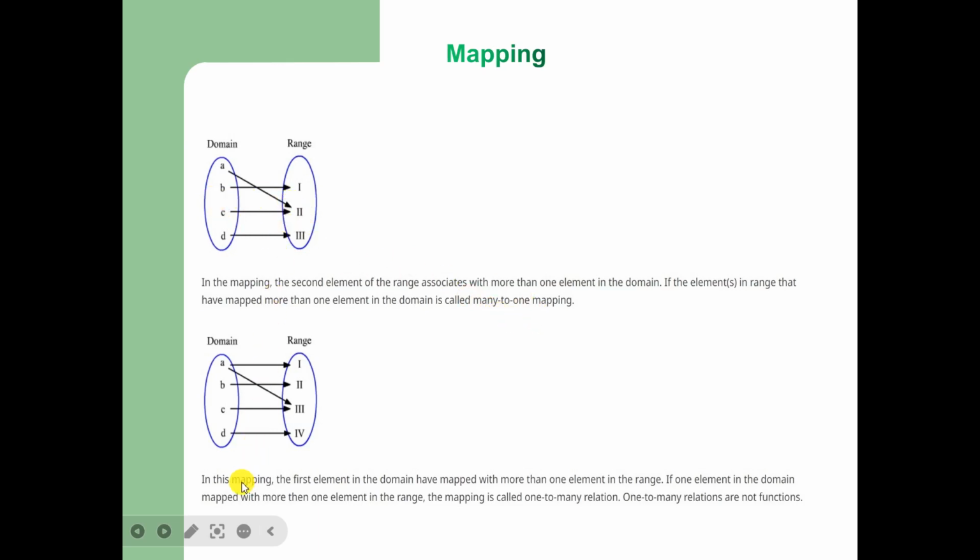On the other hand, in this mapping, the first element of the domain is mapped with more than one element in the range. If one element in the domain is mapped with more than one element in the range, then the mapping is known as a one-to-many relation. One-to-many relations are not functions. So this is not a function.